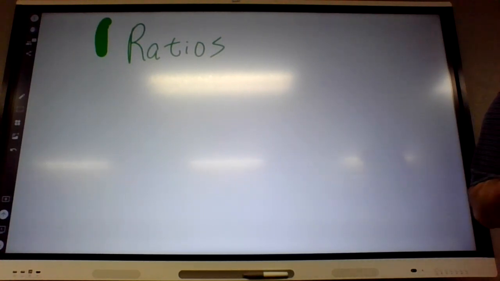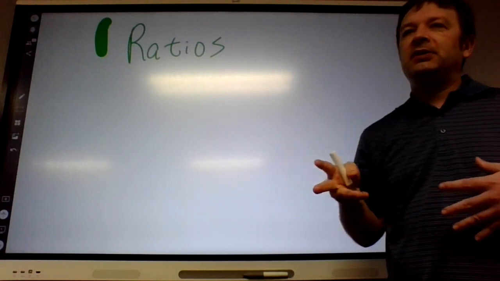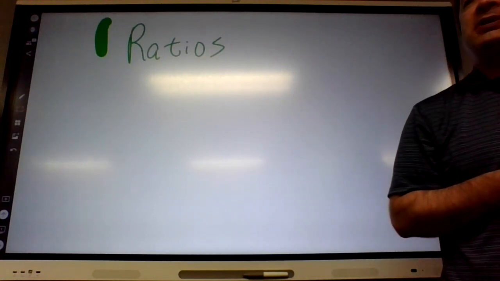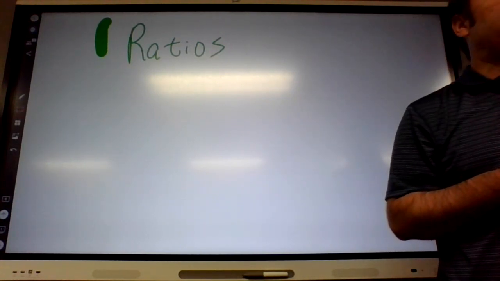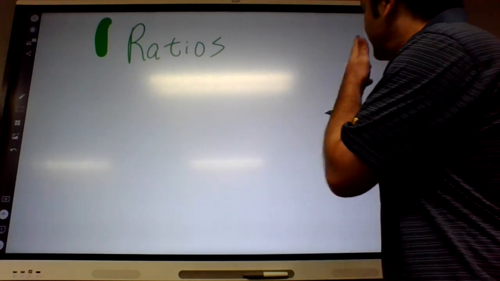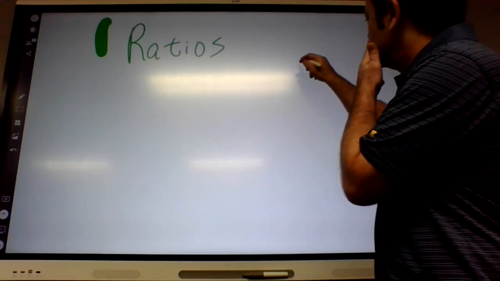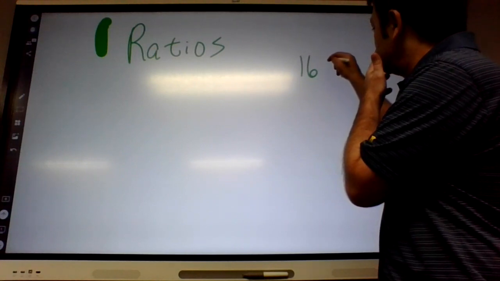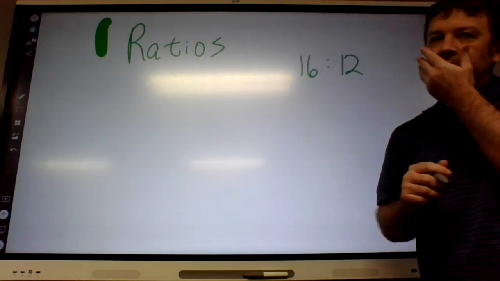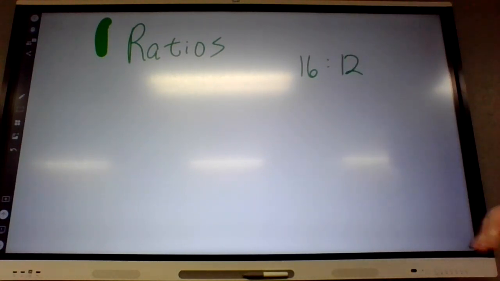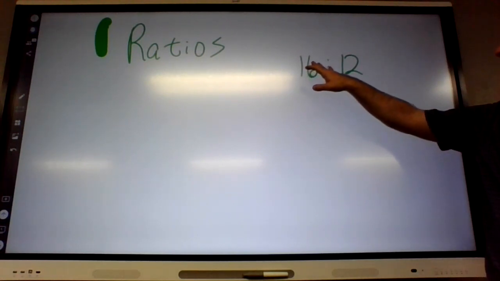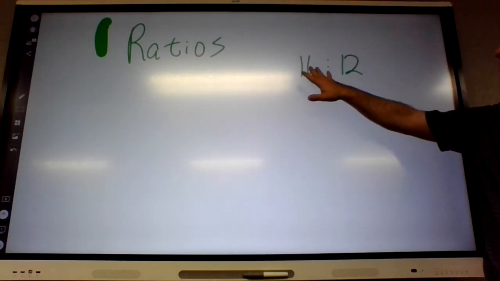So if I said the ratio of, I'm not going to take the time to count. Let's pretend it looks like there's a little more guys in the room. Let's say the ratio of the guys to girls in the room was 16 to 12. I'm not sure, but somewhere around there, right? So this is one way to write it.